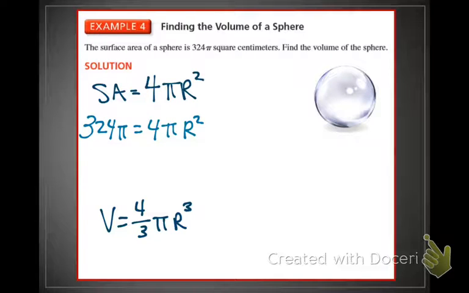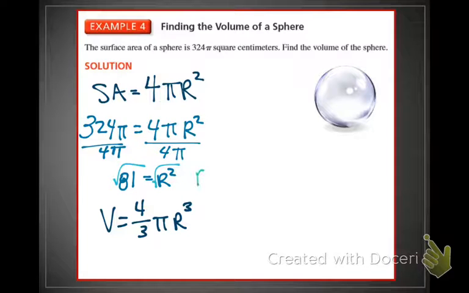So what could we solve for in this problem that might help us? The radius. If we solve for the radius, we can plug it into the volume formula. Okay? How do I solve for the radius here? What's next? Divide by 4 pi. 81. Take the square root. What does R equal?